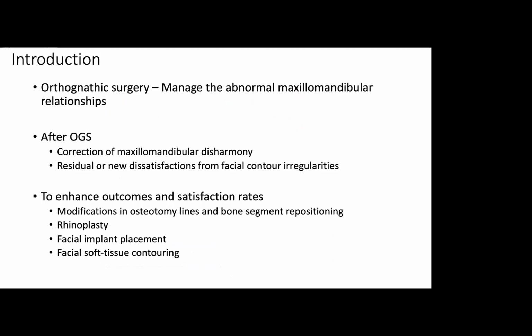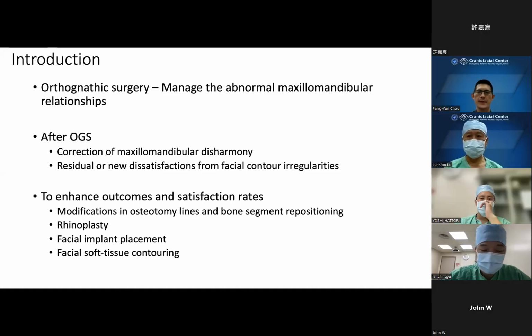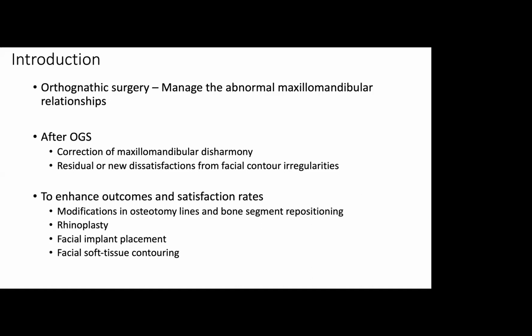Orthognathic surgery manages the abnormal maxillomandibular relationship for malocclusion patients. However, after the correction of the maxillomandibular disharmony, residual or new facial contour irregularity may become more evident. In order to enhance the surgical outcome and patient satisfaction, several concomitant or staged procedures have been proposed, such as modification of the osteotomy line and bone segment repositioning, rhinoplasty, facial implant placement, and facial soft tissue contouring.